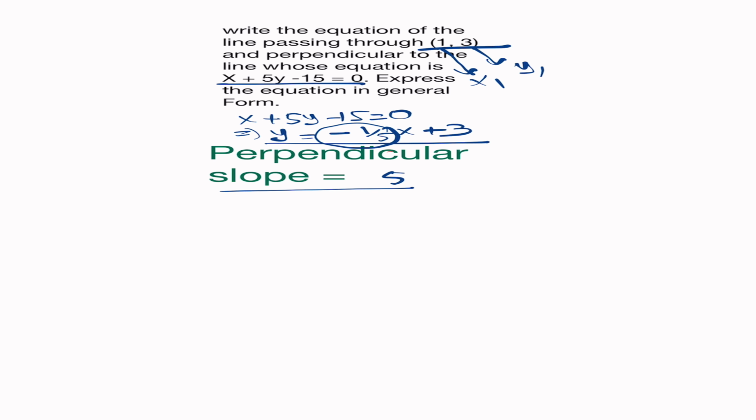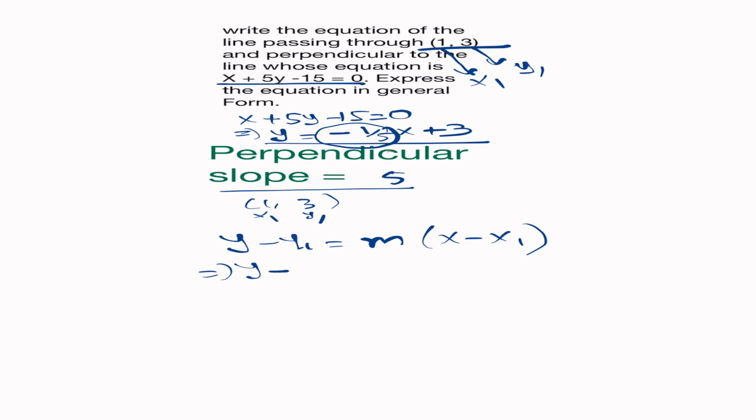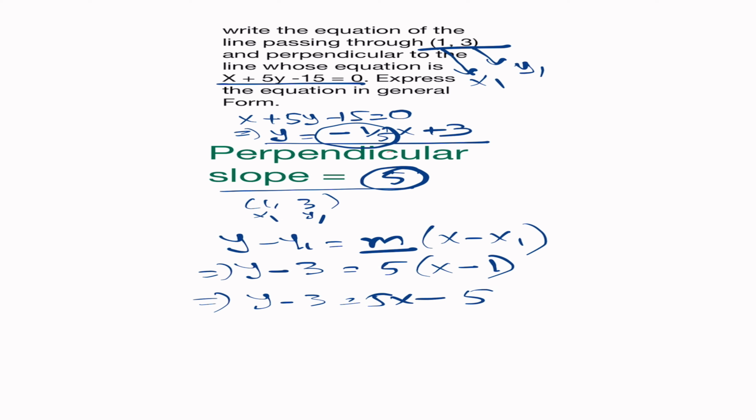Now we have a point, 1, 3. So this is our x1 and y1, and we can write down the point slope formula: y minus y1 equal m times (x minus x1). Our y1 is 3 here, and our slope m is 5. x1 is 1. So we write y minus 3 equal 5x minus 5. If we solve it, we get y equal 5x minus 2. So this is our answer.